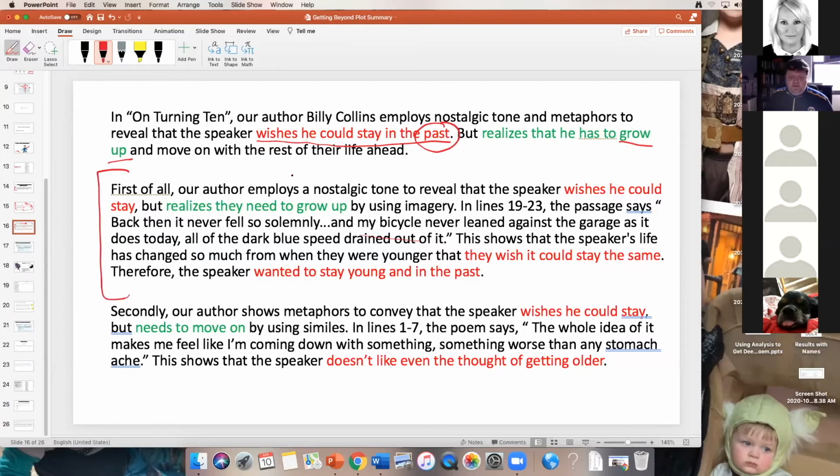First of all, our author employs a nostalgic tone. I mean, that's not bad, to reveal that the speaker wishes he could stay, but realizes they need to grow up by using imagery. Then they come up with a quote. This shows that the speaker's life has changed so much from when they were younger that they wish it could stay the same. Therefore, the speaker wanted to stay young and in the past. This person is coming up with a summary of the poem and then defending that summary.